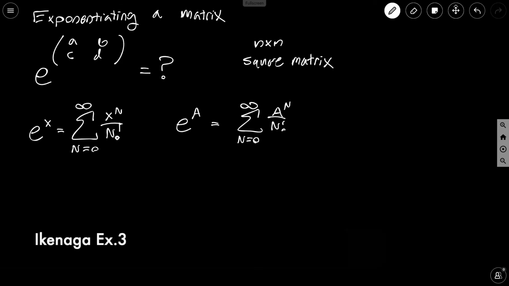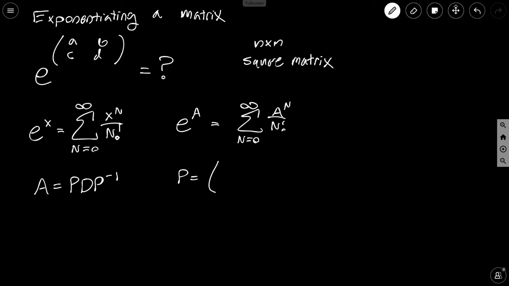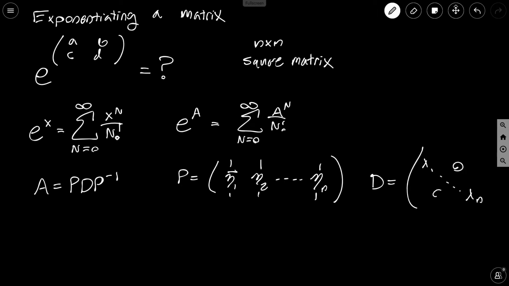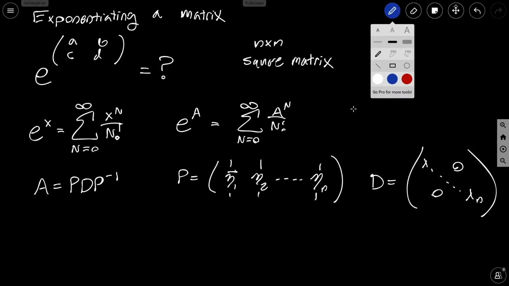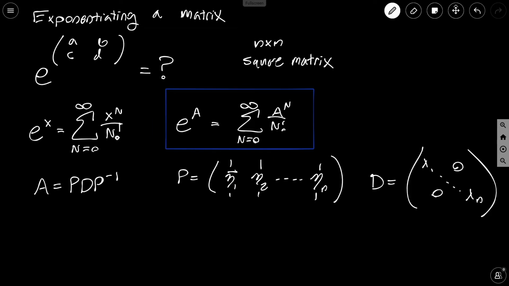So diagonalization means that A can be written as P D P inverse, where P holds the eigenvectors and D holds the eigenvalues of A. So the eigenvalues of A are in the diagonal here. We have zeros on the off diagonal. And so what we see in this matrix definition of e to the A, that we want to raise A to some power n. So let's start taking powers of A and see what we get.